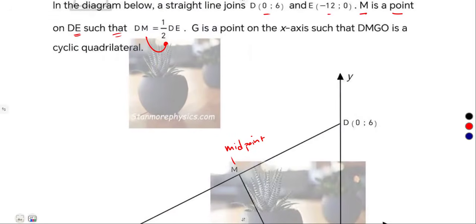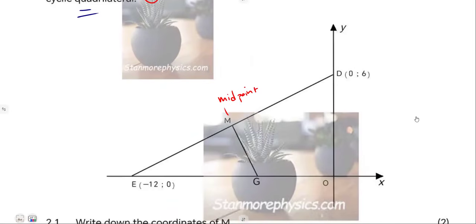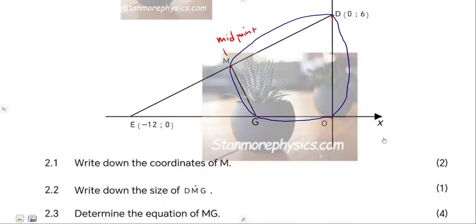And another concept that we are given here is that DMGO is a cyclic quadrilateral. So these 4 points or 4 vertices are to be on a what? On a circle like this. Remember the cyclic quadrilateral concept. So that is something like this. You're going to form what? A circle passing through these 4 points, all right? The vertices that you're given. So that is what we are given.